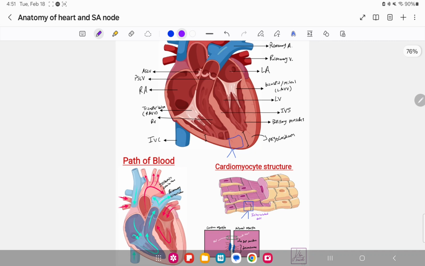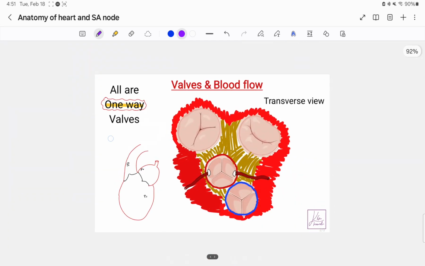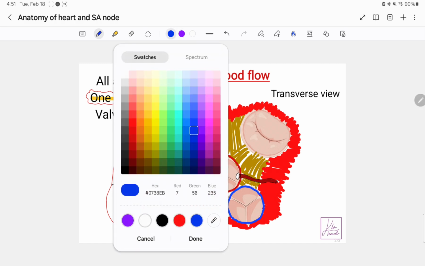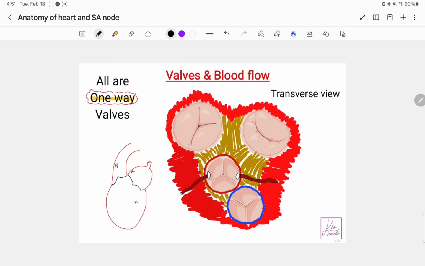Okay, now let's go ahead and take a look at those valves that I was talking about, the heart valves. How does the blood move through them? Okay, how do they help with that process? And what do they look like a bit more? Okay, so here is going to be all of your valves, every single one of them, okay?